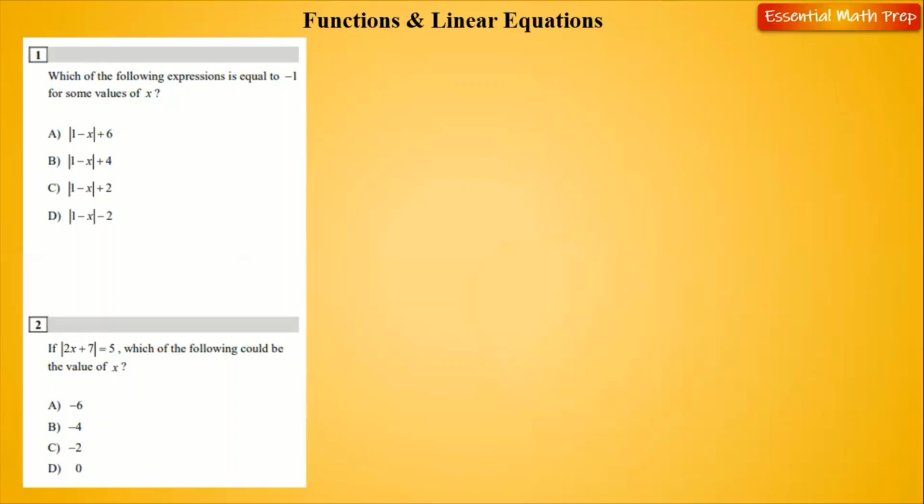Welcome back to another installment on functions and linear equations. This time around, we will look at inequalities.